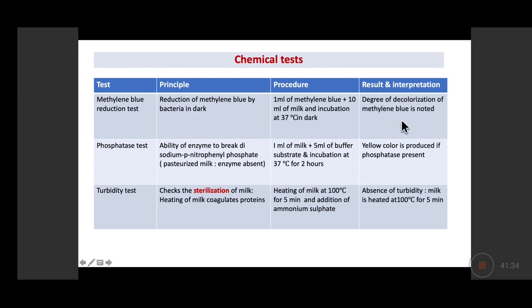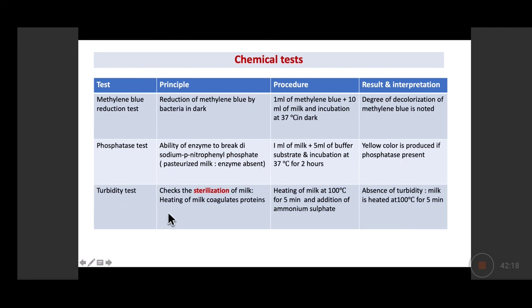If it is getting decolorized too early, it means it is contaminated with bacteria and it is not fit to use. Okay. Now, second is the phosphatase test, in which we are basically checking whether the milk has been pasteurized effectively or not. This phosphatase enzyme breaks down disodium para-nitrophenyl phosphate into para-nitrophenol and produces yellow color. So if the enzyme is present, yellow color is produced. If the pasteurization is effective, the enzyme will be absent and color will not be produced. So raw milk will give yellow color and pasteurized milk will remain white.